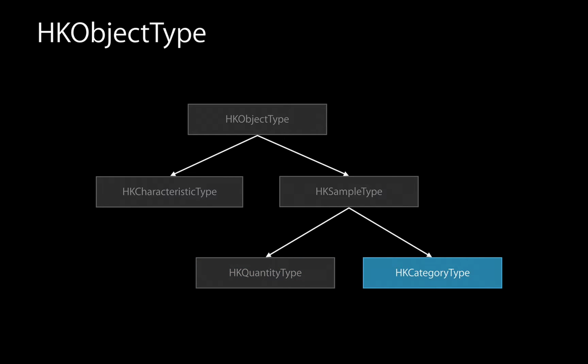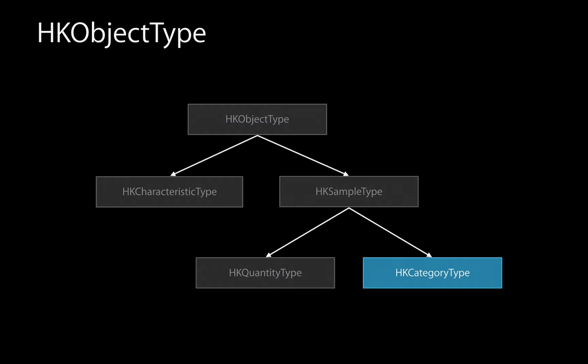Last, we have HK category type. Category types describe the kind of data that can be categorized into an enumeration of values. An example of category type is sleep analysis, which is how we store sleep in HealthKit.